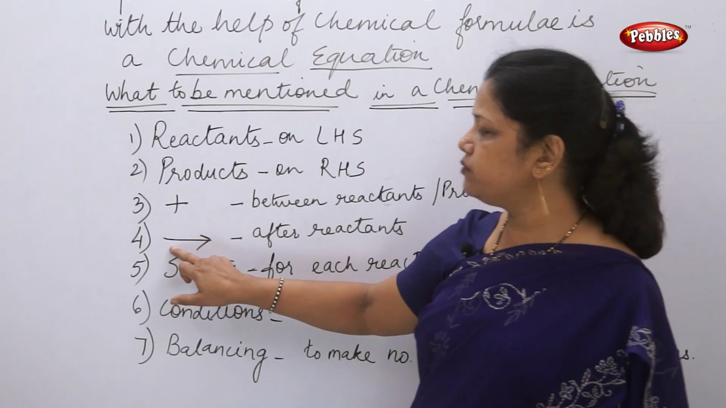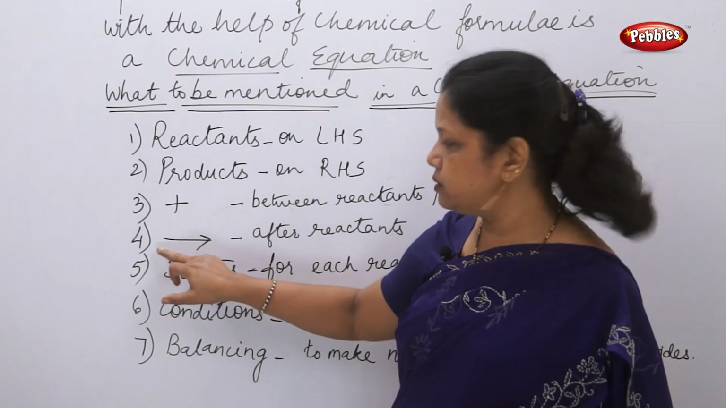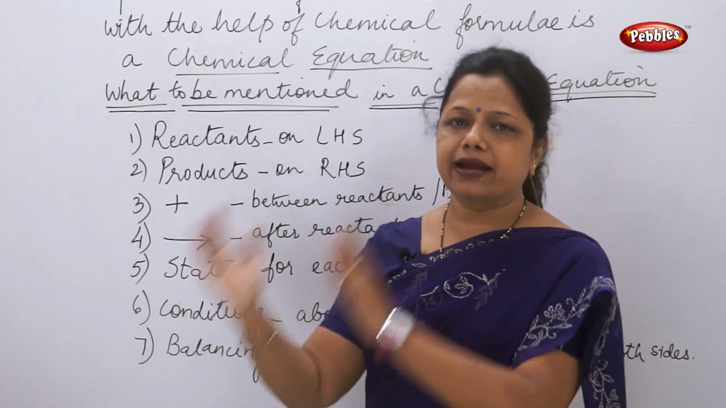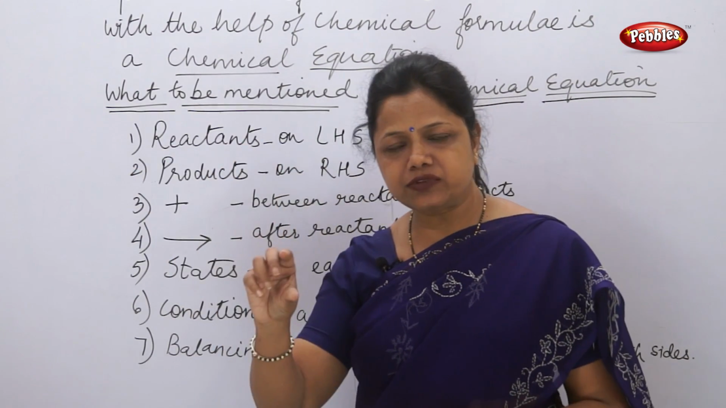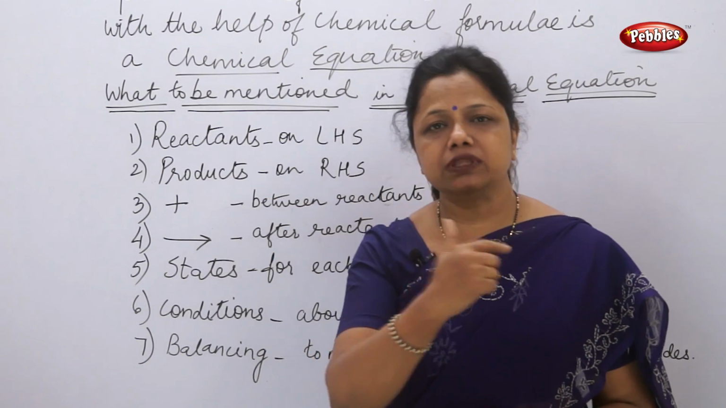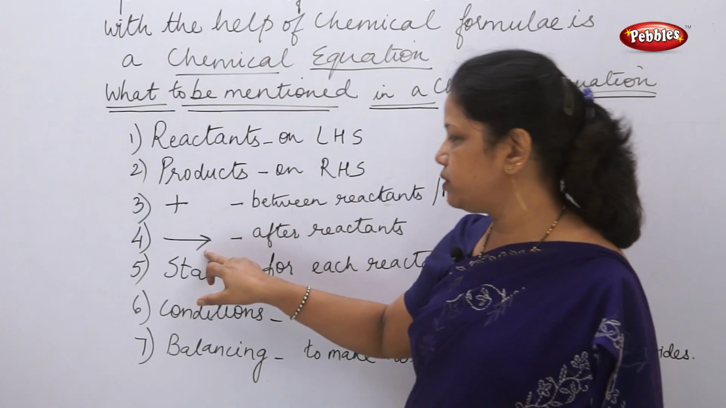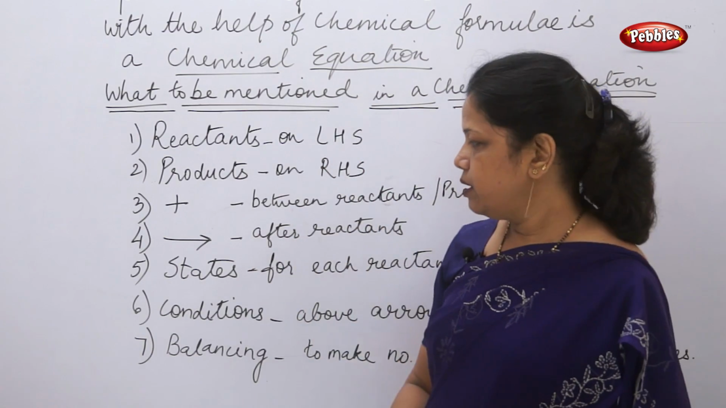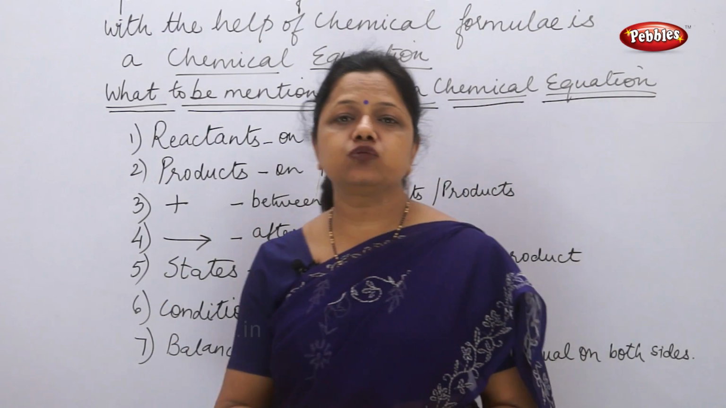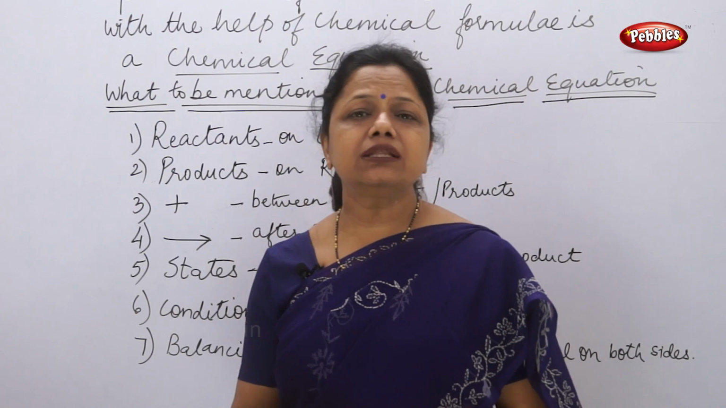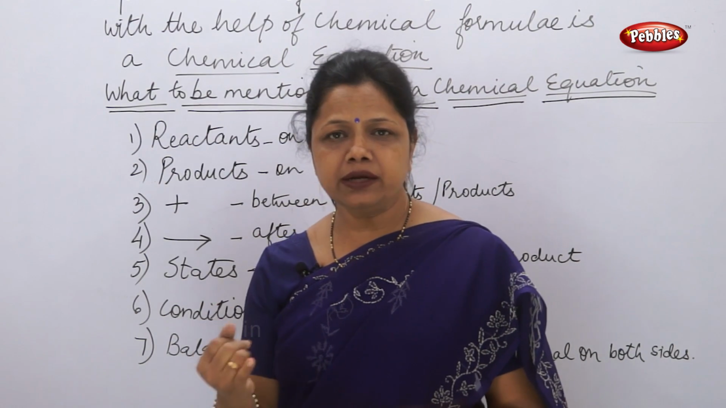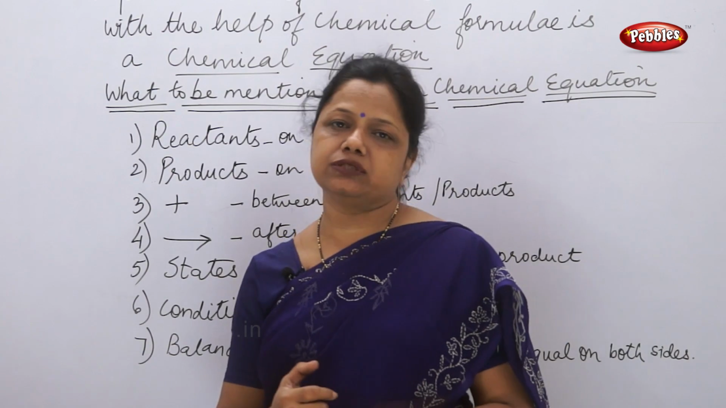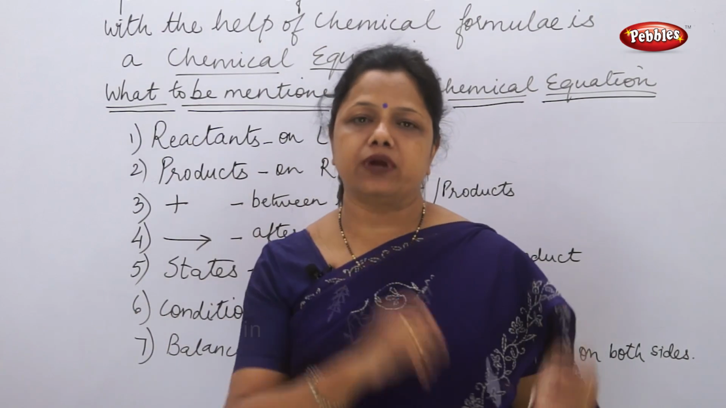Then there is another thing which has to be mentioned in the chemical equation, the arrow mark. This arrow mark should be after the reactants. I write the reactants with the plus sign, then I show the arrow. This arrow is written after the reactants or before the products. Then the fifth important thing is to write the states. What are the three states which you all know? Solid, liquid and gas. These three states have to be mentioned under the reactants or the products.